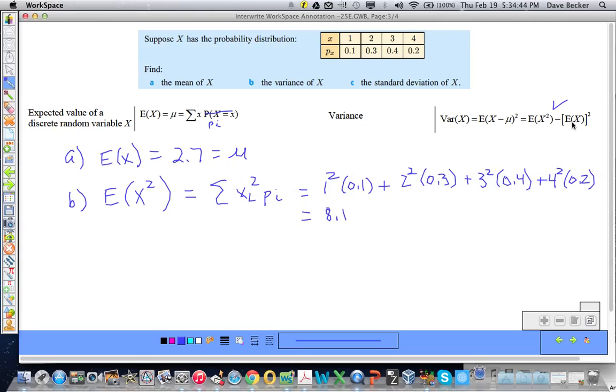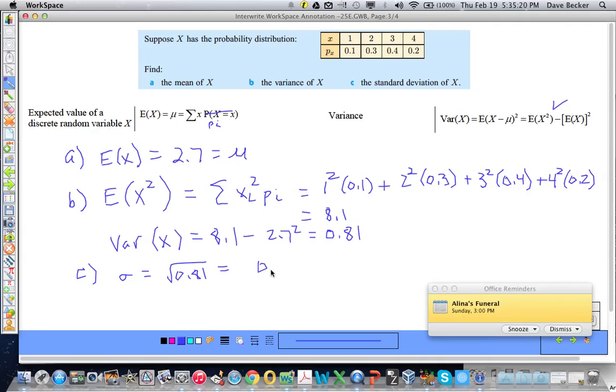So now if we use this formula here, we have E of x squared, we have mu, so the variance of x is simply going to be equal to 8.1 minus 2.7 squared, which is 0.81. So what would the standard deviation be? Standard deviation is equal to the square root of the variance. The square root of 0.81 is equal to 0.9.